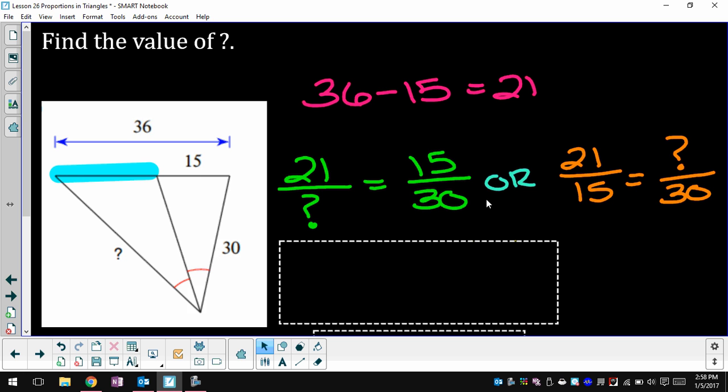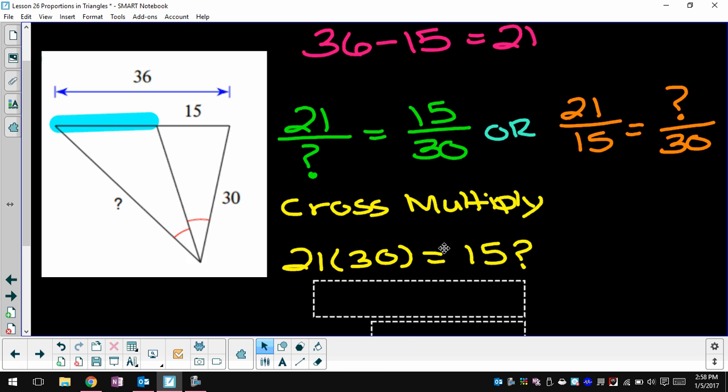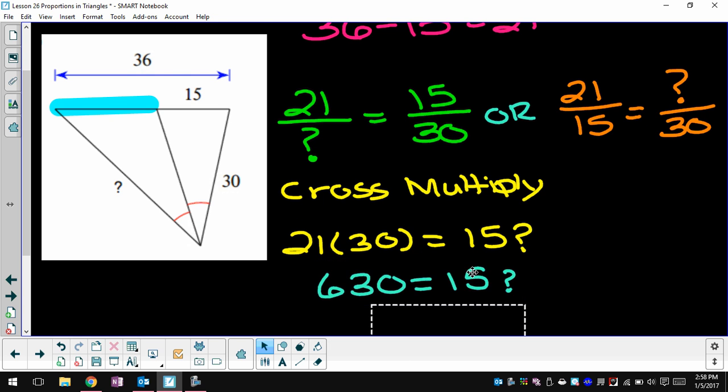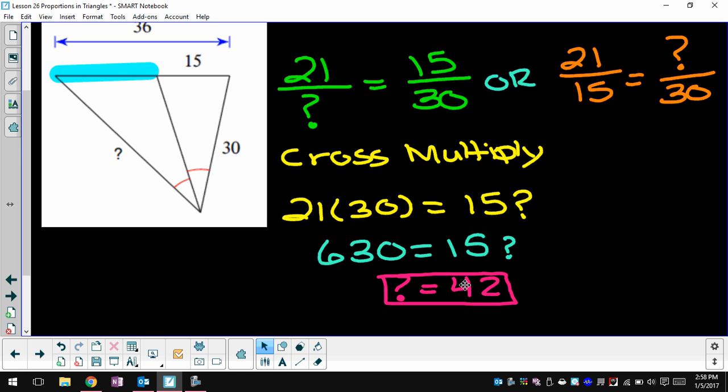Whichever way you set it up, if you cross multiply, which means I multiply the top over here by the bottom over here, the top on this side by the bottom on that side, I get 21 times 30 equals 15 times question mark. Simplify and solve. I'll find out that that side over here that's labeled with question mark is 42 long.